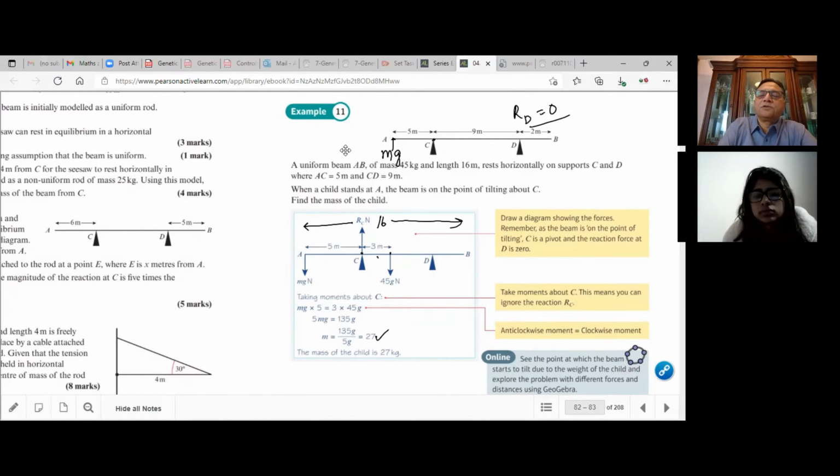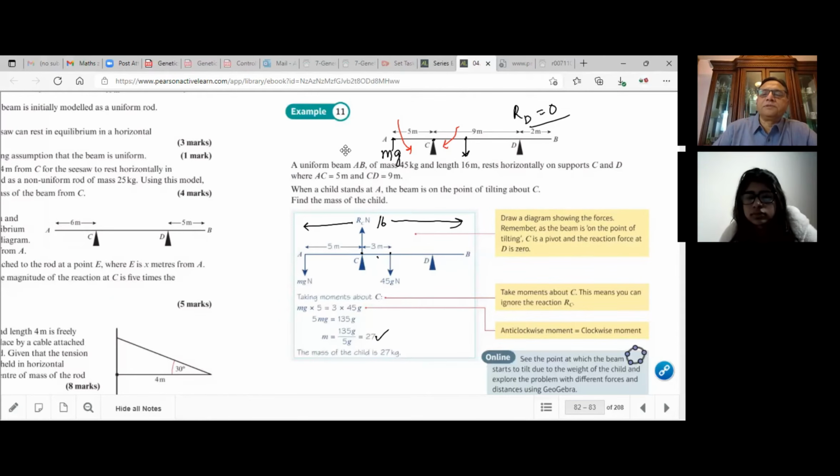From the center, the mass of the beam itself will be one force, and the other one will be because of the child. So this and this will cancel. That is what it is. Is it okay? Yeah. Fine.